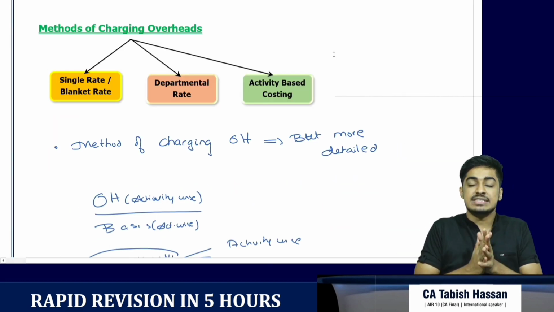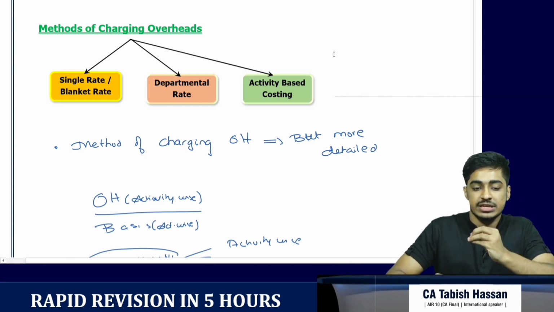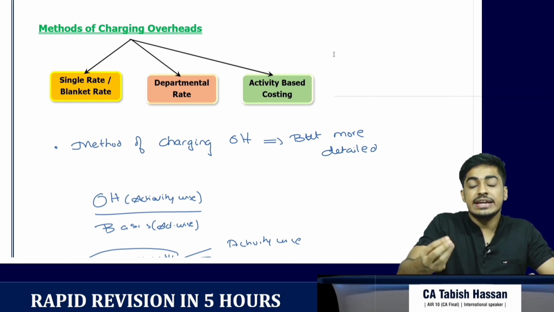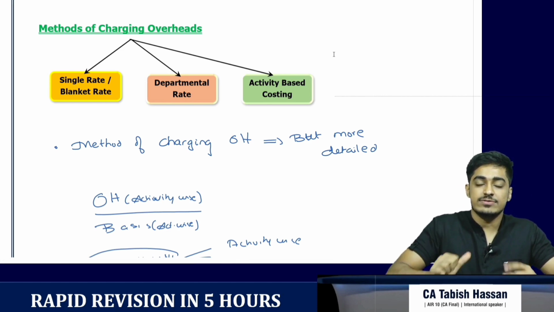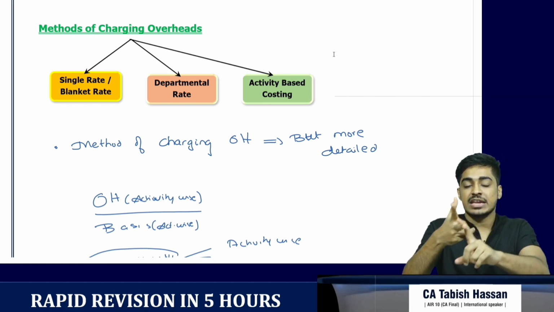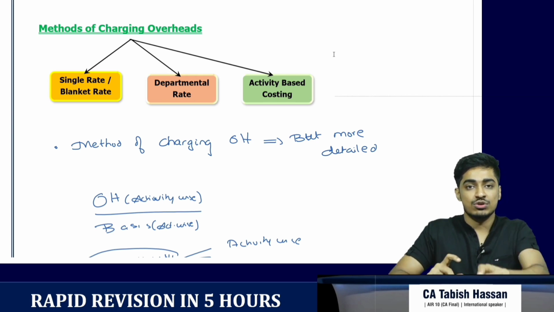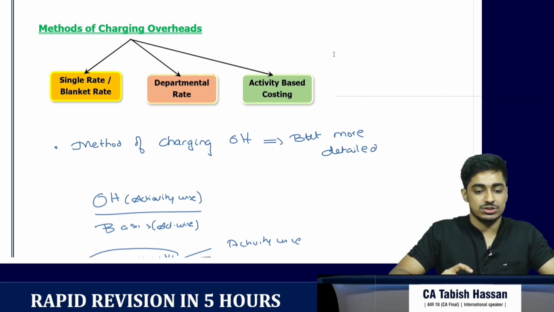Again, let's get the basics right. What is activity based costing? It is a method of charging overhead. It is more detailed than the previous 2 methods. So we have single rate, we have departmental rate and activity based costing, which is most detailed. Activity based costing is most detailed and gives us the most accurate estimation of cost.